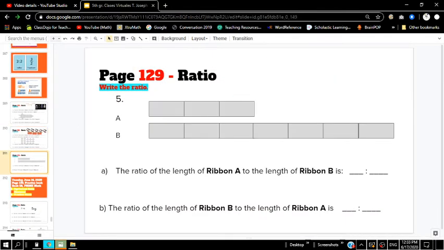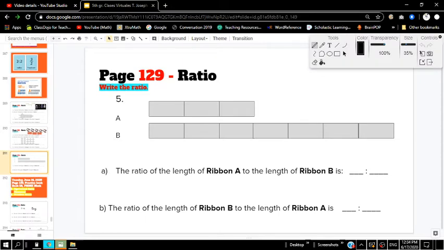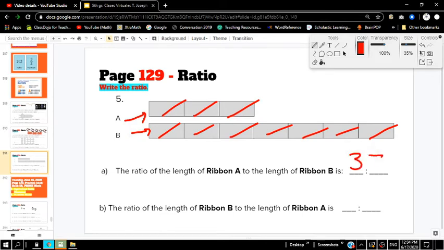Number 5 says that we're supposed to find the ratio of the length of ribbon. Now, just like I said before, this concept of ratio really equates to a lot of different types of math, okay? So this is working with length, if you remember that from 3rd grade. The concept of length is something that we are constantly looking at in math concepts, okay? So if we count it, we can count 1, 2, 3 for ribbon A, and 1, 2, 3, 4, 5, 6, 7 for ribbon B, right? So 3 to 7 is your ratio.